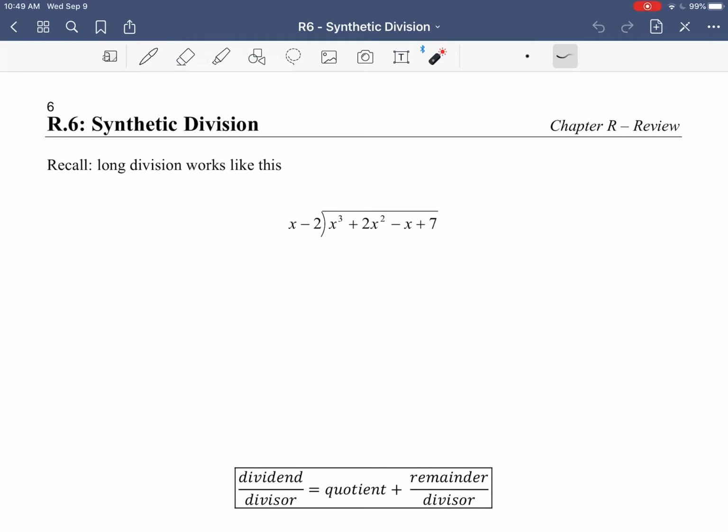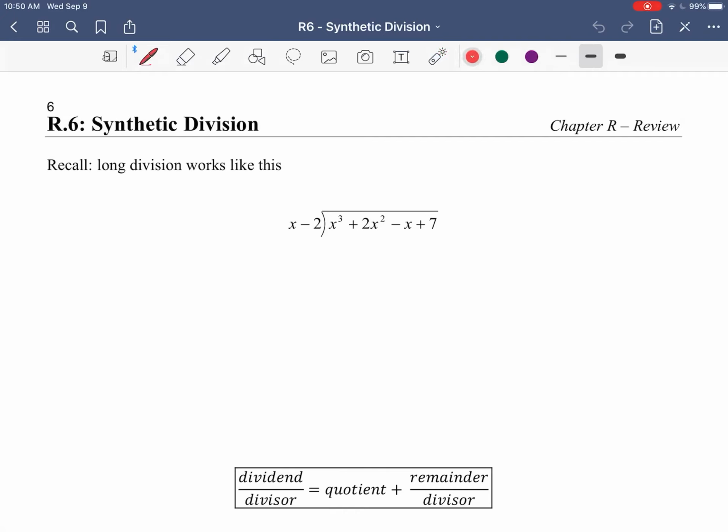In this video, we're going to talk about synthetic division. Before we do that though, we're going to do an example of polynomial long division. We want to remember how that works. Before we do that, I'm going to give you a little bit of terminology before we start.